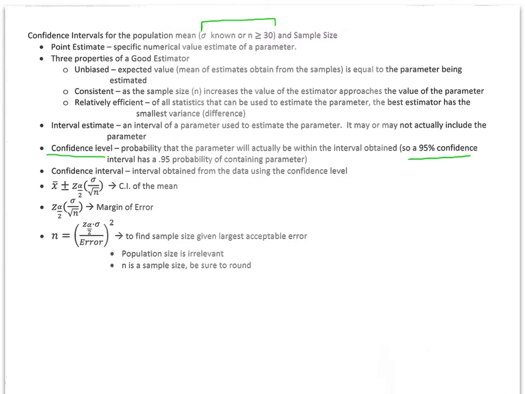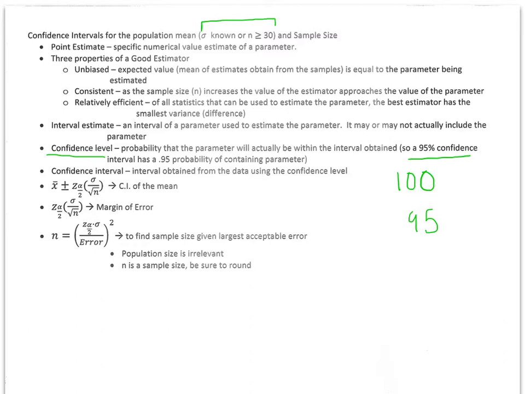So what does that actually mean? That means that we have a 0.95 probability that the interval I find contains the actual population mean. This means that if I were to do a sample 100 times, 95 would actually contain the population mean. Some are going to miss. This isn't a perfect situation.